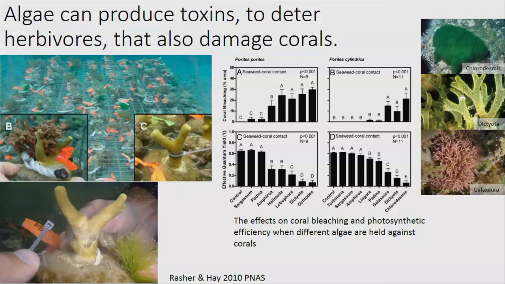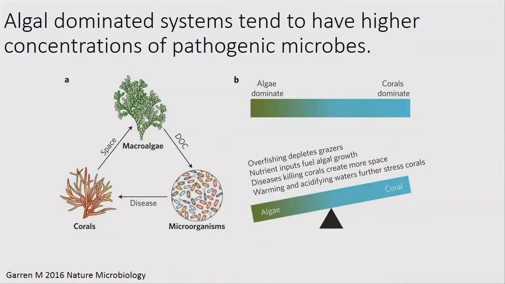And then the bottom is the effective quantum yield, which is basically how good it is at photosynthesizing. And you can see as you add seaweed, the photosynthetic effectiveness goes down. So by adding nutrients, we grow lots of seaweed and we smother these corals, but we also chemically attack them by some of the toxins the seaweeds are giving out. So it's not just chemical warfare, it's biological warfare as well.